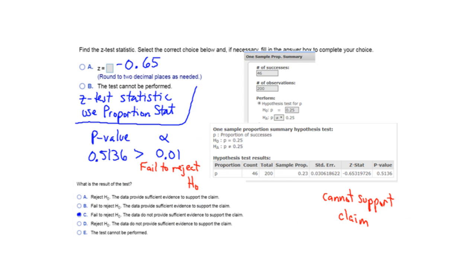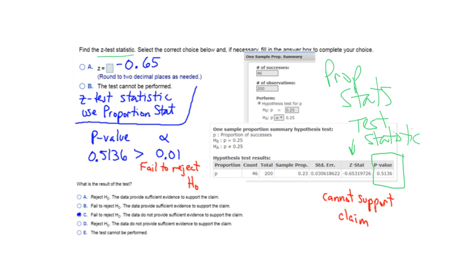All right, then I put everything into my proportion stats. And when I do that, I get a p-value. I get a huge p-value. Look at that, 51%. And I get a test statistic. And so I can answer either way. They actually asked for my test statistic here. And so I'm going to put this negative 0.65 into the box. But then if I want to just look at p-value, I can.